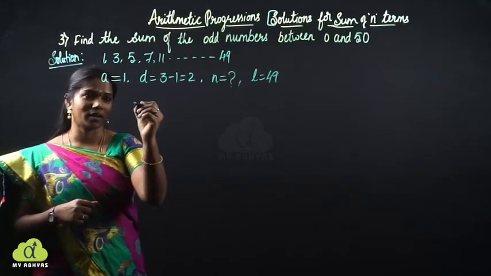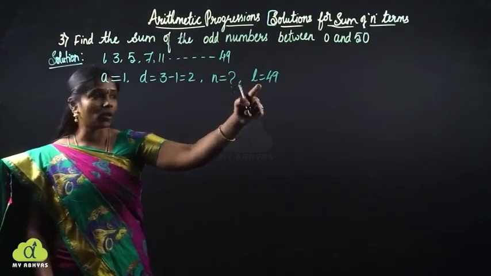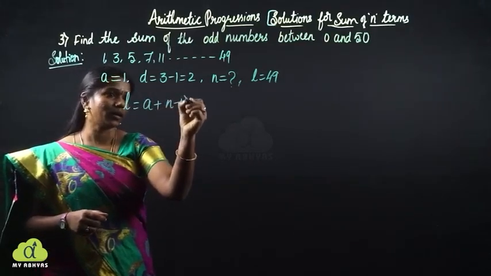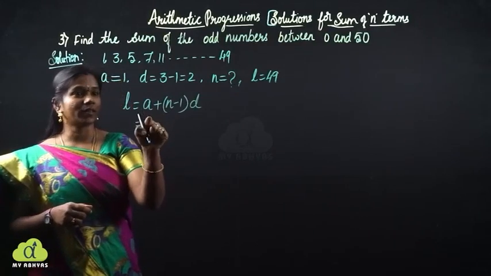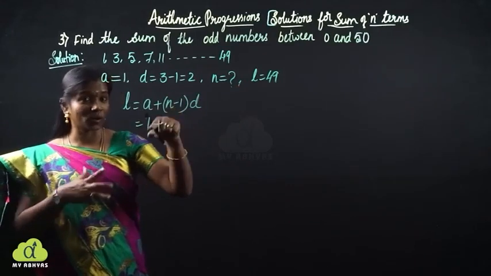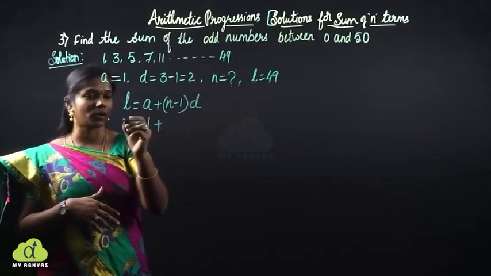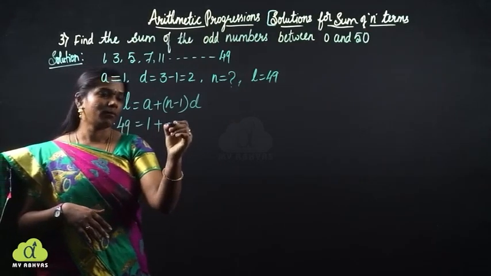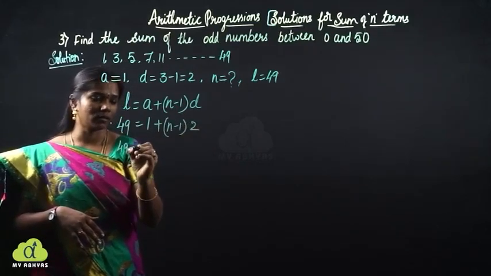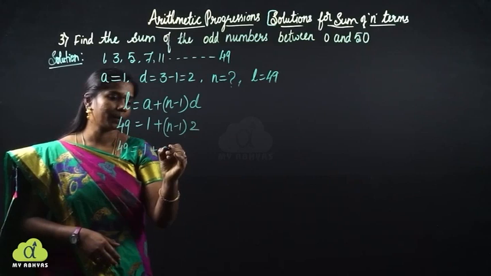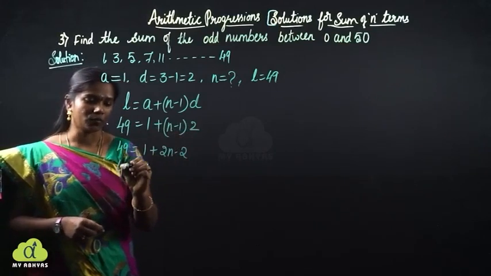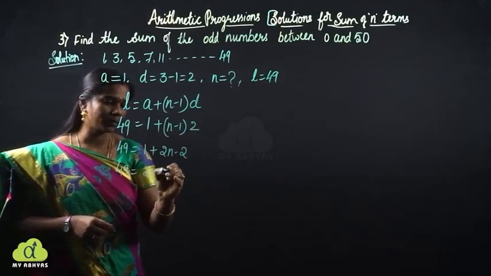That is l or an. Since we have written l here, let us follow the same system. It is l is equal to a plus n minus 1 into d. So what is the value of a? It is 1 plus n minus 1. Substitute the l value, it is 49. And n minus 1 as it is into d. d value is 2. It is 49 is equal to 1 plus 2n minus 2. Taking this 2 inside, 49 is equal to 2n minus 1.